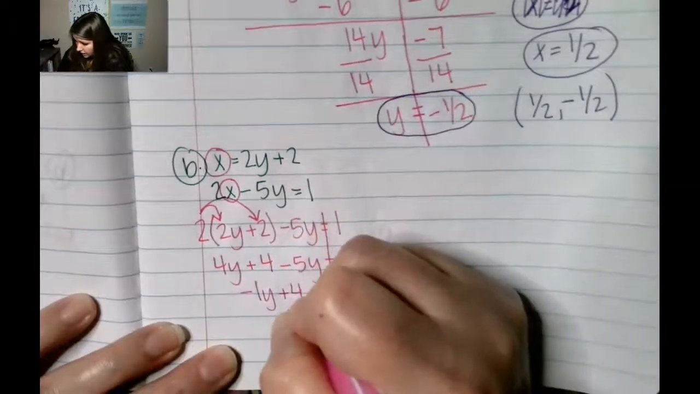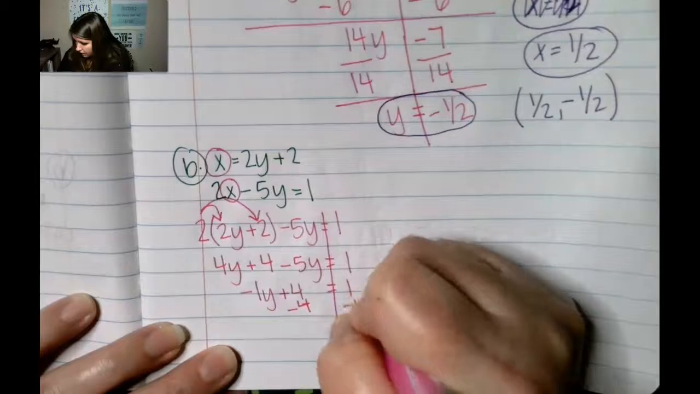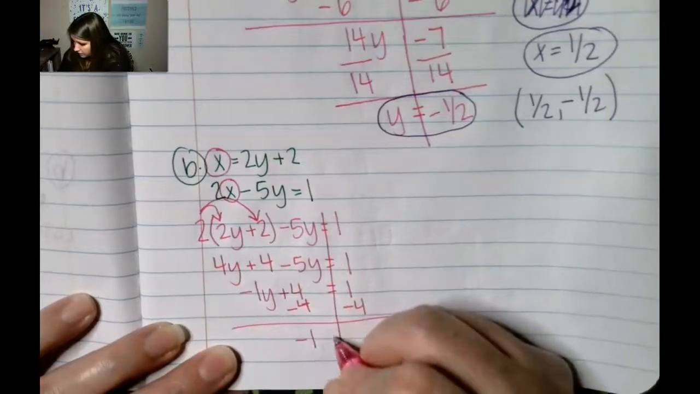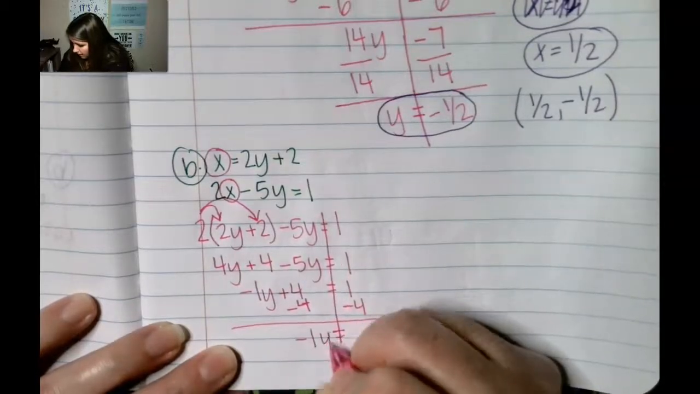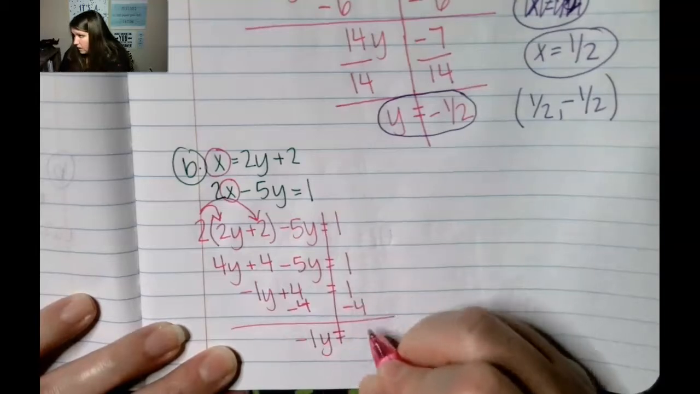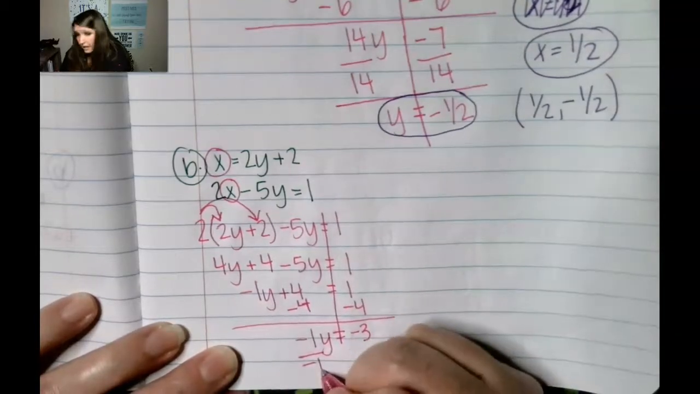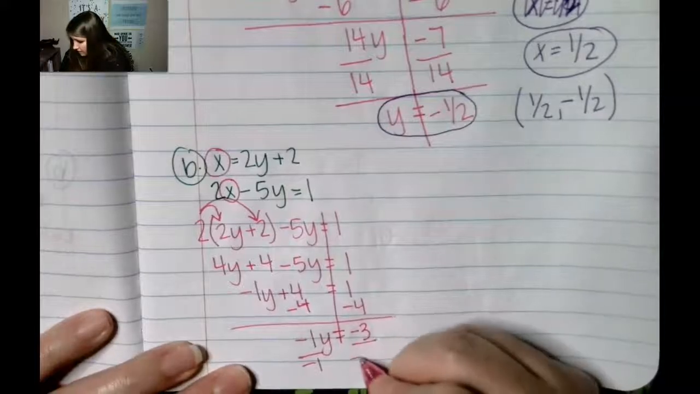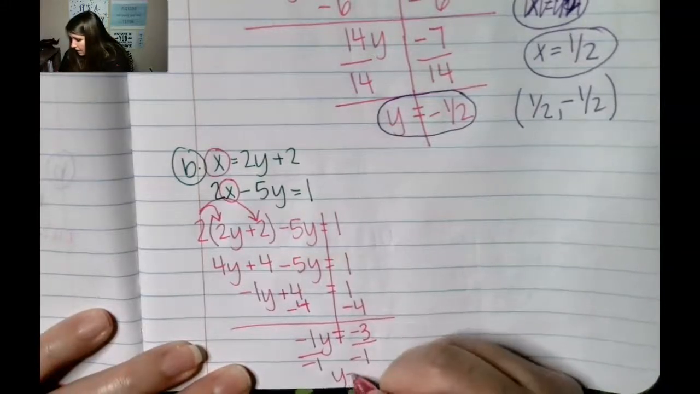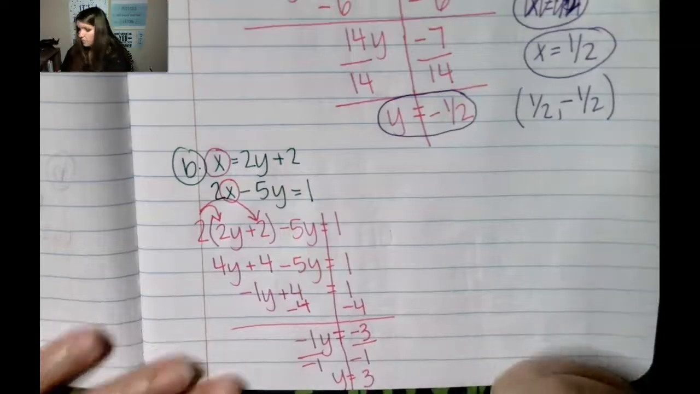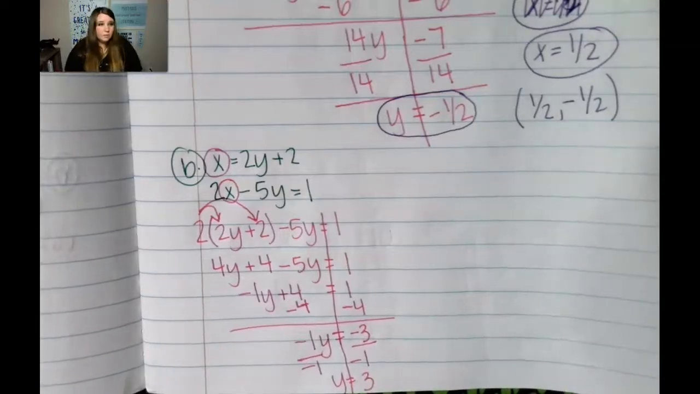I'm going to subtract 4, negative 1y. I had 1, I spent 4, so now I have negative 3. I'm going to divide by negative 1, divide by negative 1. y equals 3. So y equals 3.